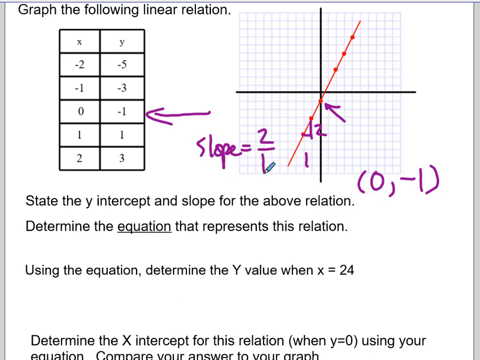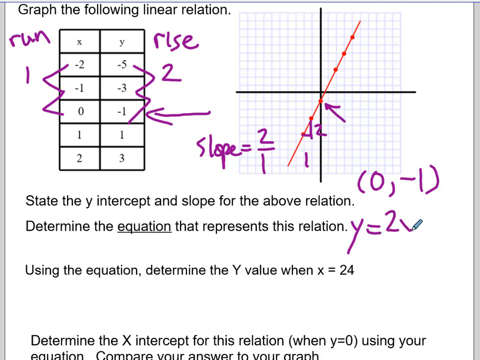So my slope would be 2 over 1, or I can check over here on my table of values and I can see how these are changing. This is going up by 2, this is going up by 1, or this is my rise, this is my run, and I can get my slope that way. Determine the equation that represents this relationship. Now hopefully we're starting to see that the equation involves both the slope or the multiplier and the y-intercept. So this equation would be y equals 2x minus 1.